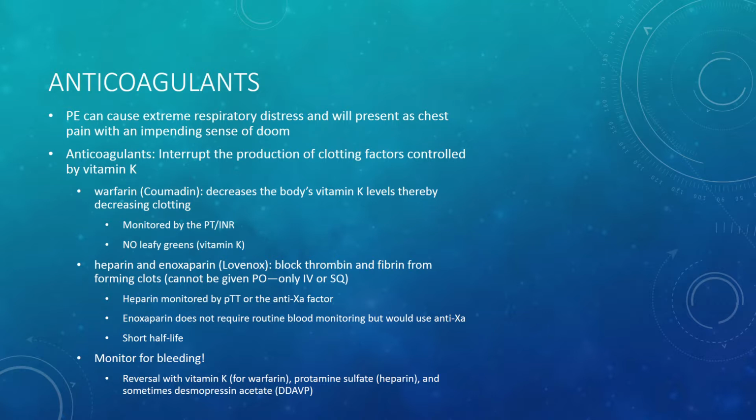Now, enoxaparin or Lovenox does not require routine blood monitoring, but if it did for a specific case that was high-risk bleed, you would want to use the anti-XA. The PTT is not near sensitive enough to give you an accurate monitoring. The thing about heparin is it has an incredibly short half-life. So whenever somebody is started on anticoagulant therapy, they will almost always be started on heparin or enoxaparin first because it goes to work immediately. Then concurrently, they will be started on warfarin.